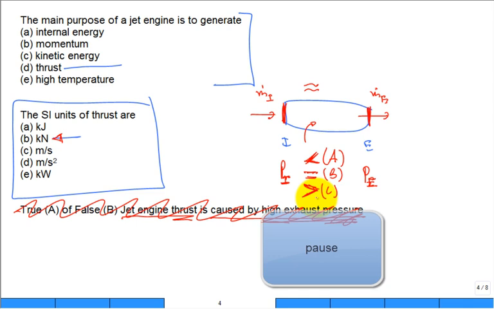I'm going to pause and walk around. Those that have passed fluid mechanics have a huge advantage. Huge advantage.